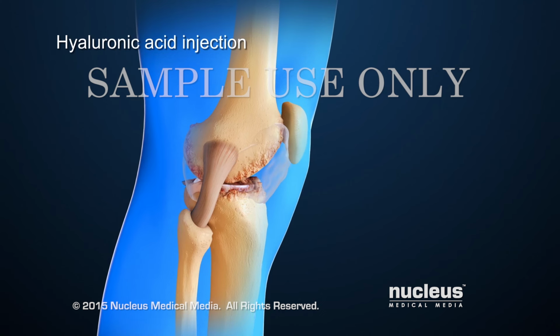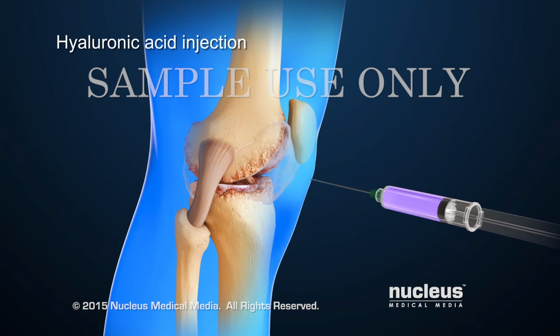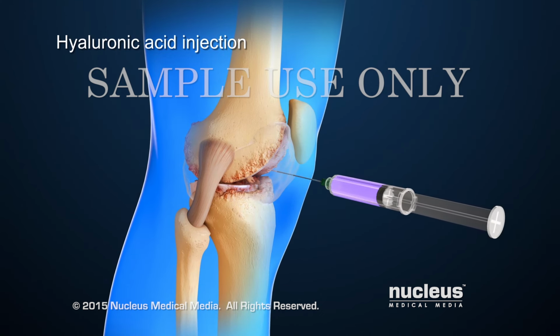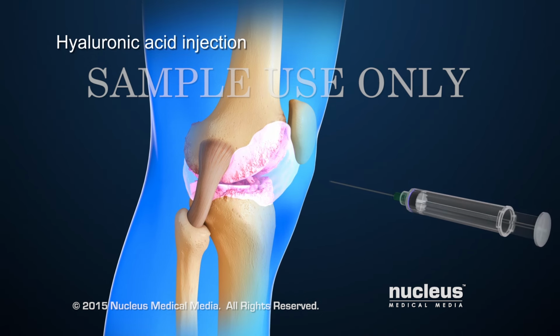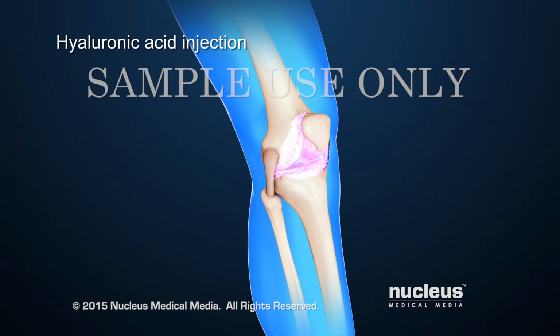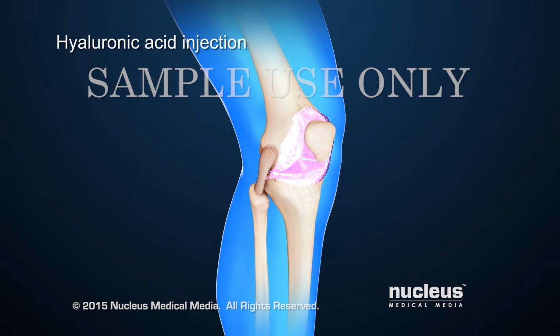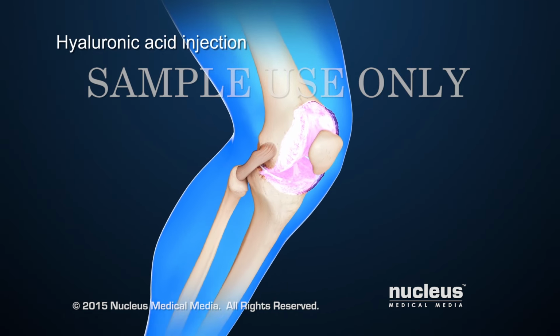Another treatment option is the injection of hyaluronic acid into the joint. Hyaluronic acid is a naturally occurring substance in the joint's synovial fluid. It helps lubricate the joint and allows the bones to slide over each other more easily.